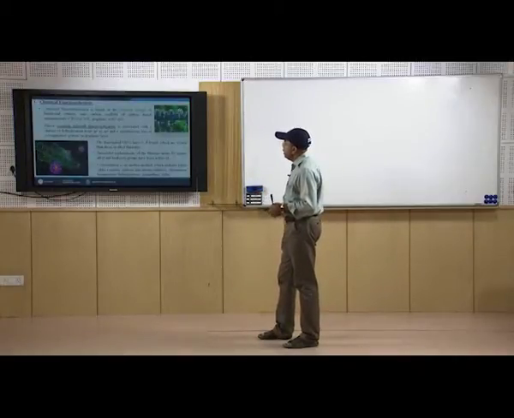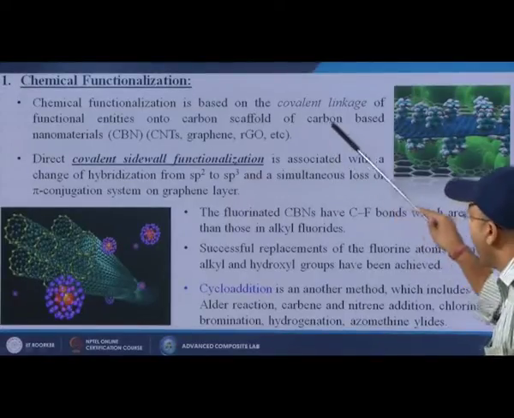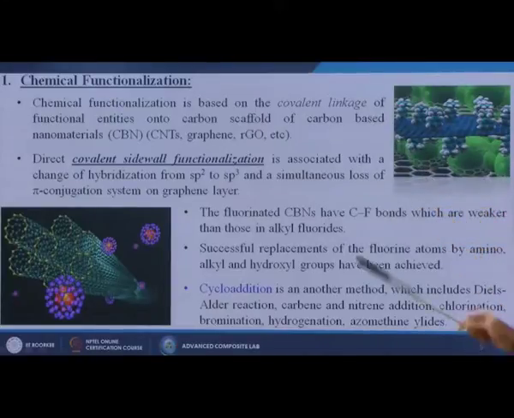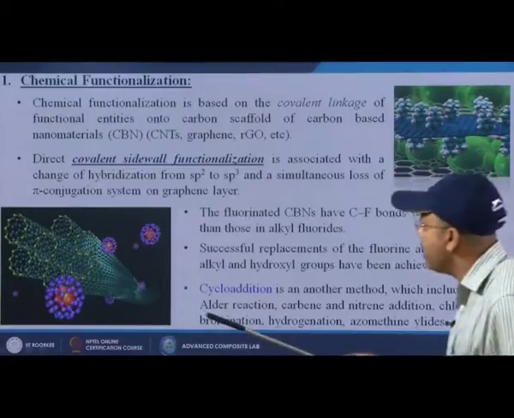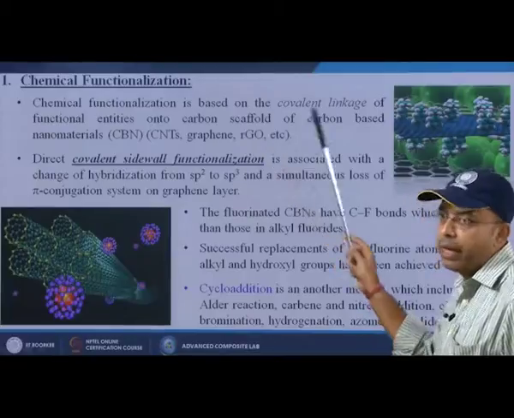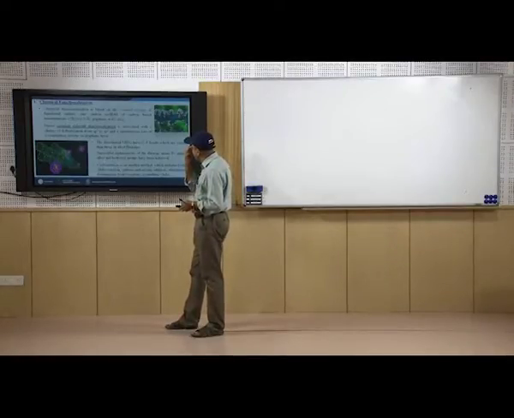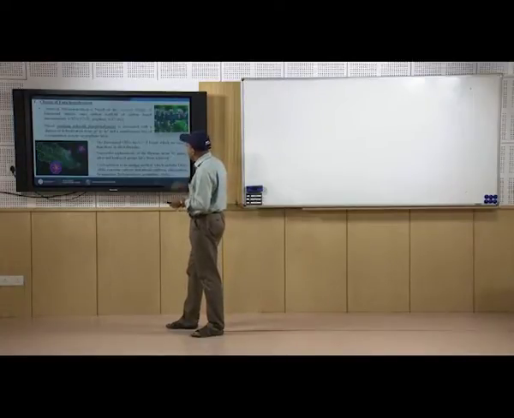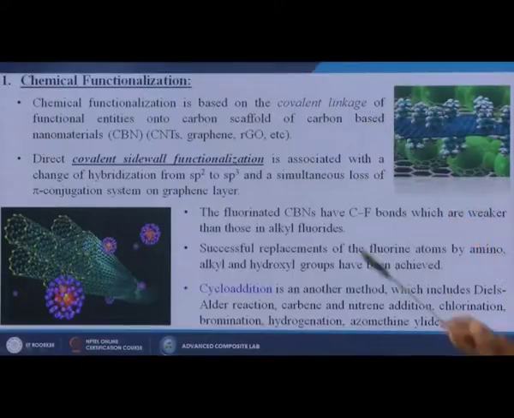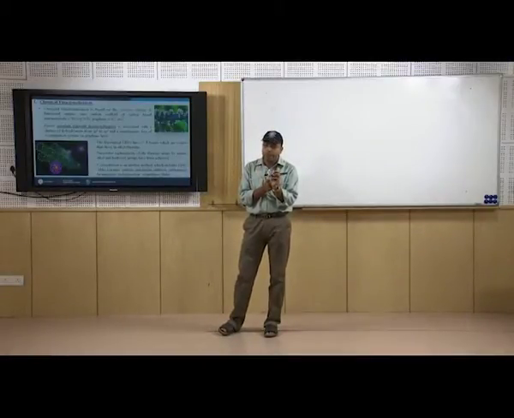First we come to the chemical functionalization. Chemical functionalization is based on the covalent linkage of functional entities onto the carbon scaffold of carbon based nanomaterials like carbon nanotubes, graphene, reduced graphene oxide, etc. So, when we do chemical functionalization, we should have a covalent linkage between the functional entities and the parent material.